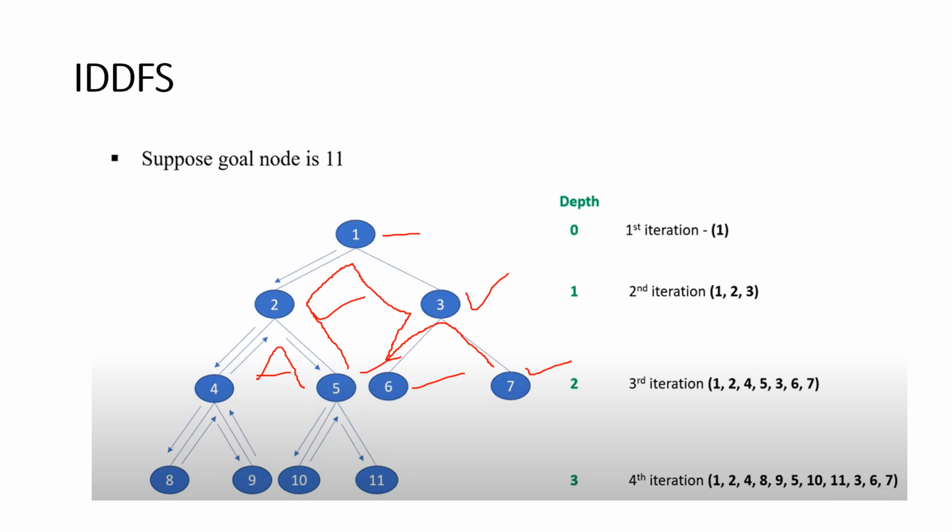Now we have 1, 2, 4, 8. That is not the goal state, so go back. Then check 9. That is also not the goal state. So backtrack to 4, 2, and it will go to 5. That is not the goal state. Then 10. Then backtrack to 5 and go to 11. So the goal state is reached.